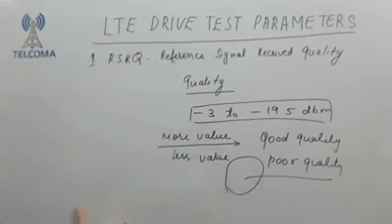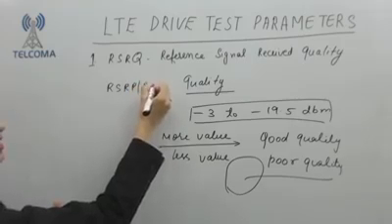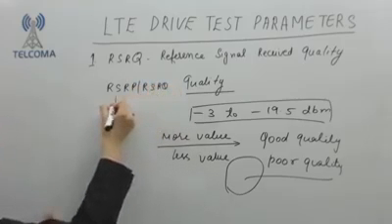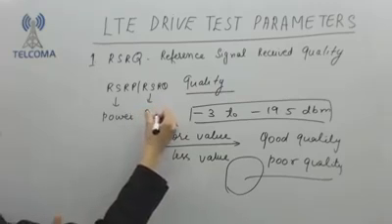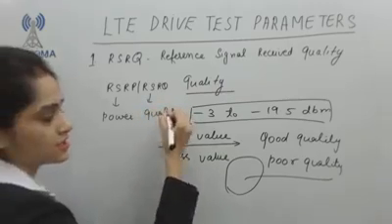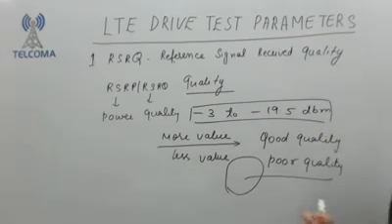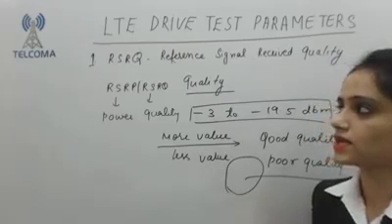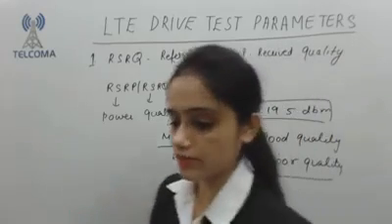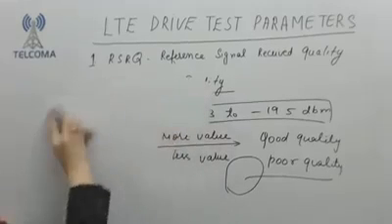So we have discussed RSRP and RSRQ. The first parameter is telling me the power and the other is telling the quality. These are the factors which are responsible for good network performance. If I have good power and good quality, my network performance will be very good. So this is about two parameters. Now let's do the third parameter, and this is SINR.